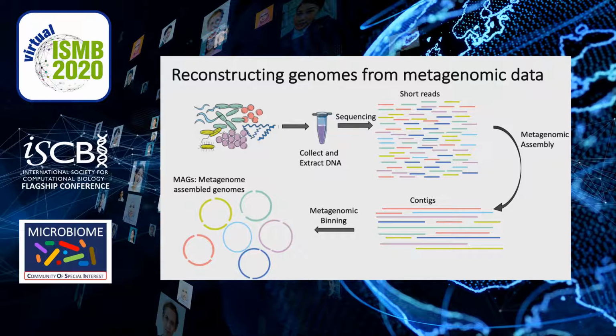Therefore, to recover genomes from metagenomic data, these contigs are often clustered into groups such that contigs belonging to the same organism are clustered together. This is called metagenomic binning, and the resulting clusters from this process are called metagenome assembled genomes, or MAGs.